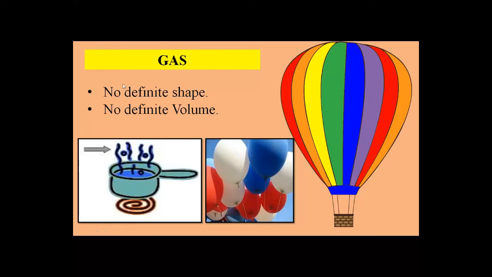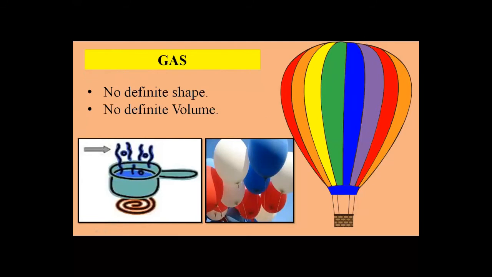Okay, so what are the properties of gas? No definite shape, no definite volume, and there are many examples of gas around us. You can see on your screen the water vapor in the containers and different types of balloons, and this is the balloon.